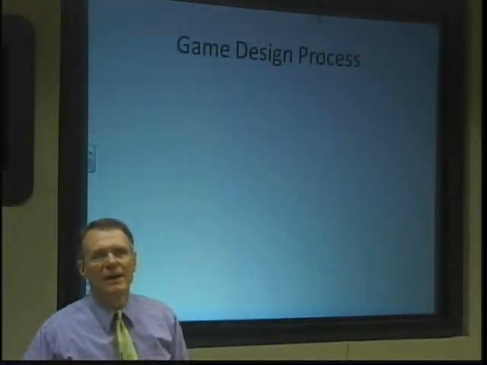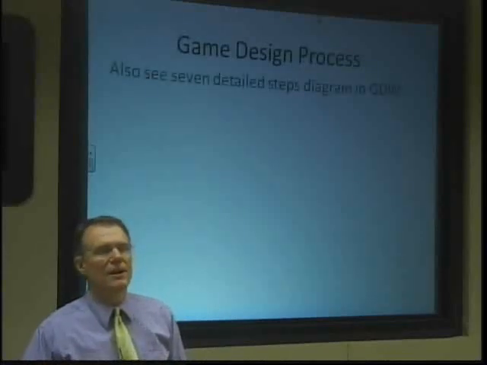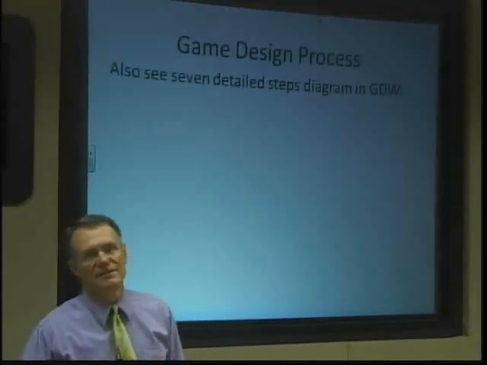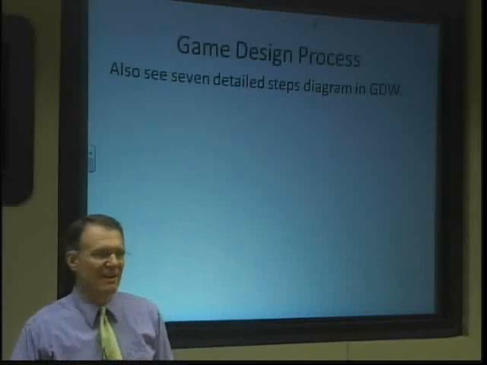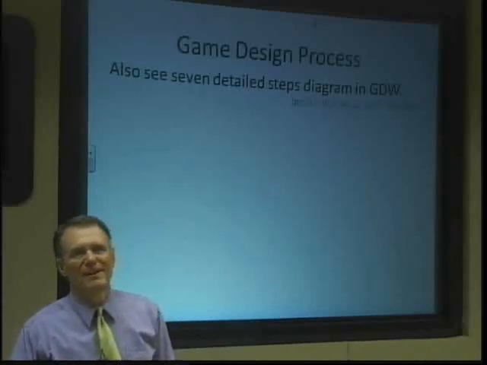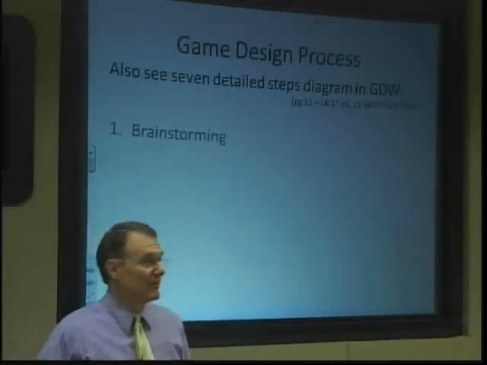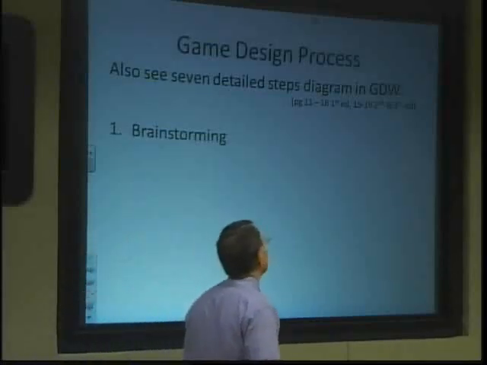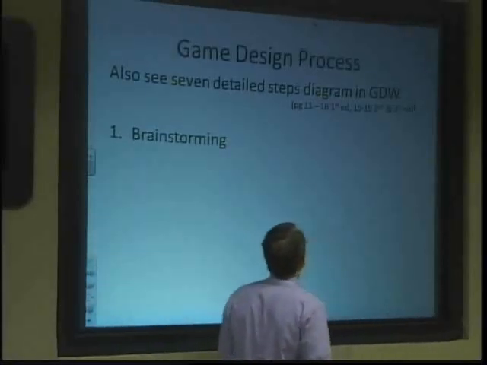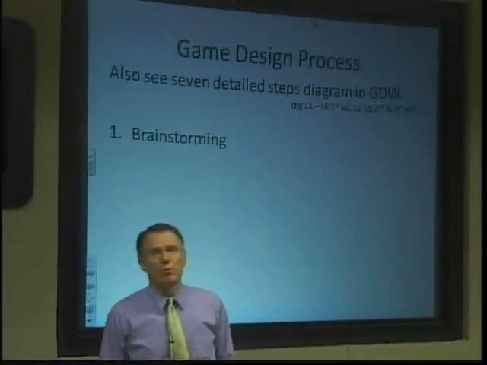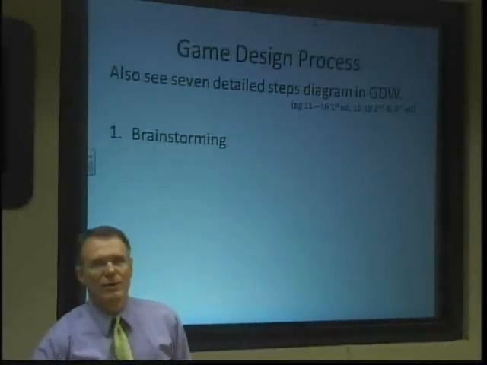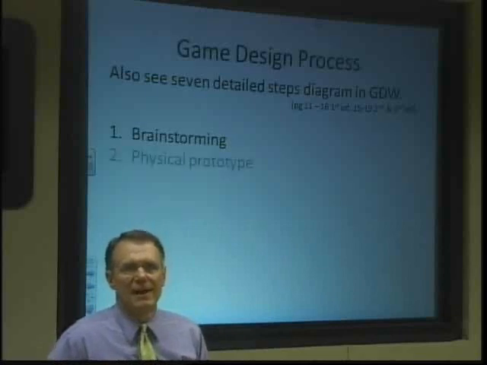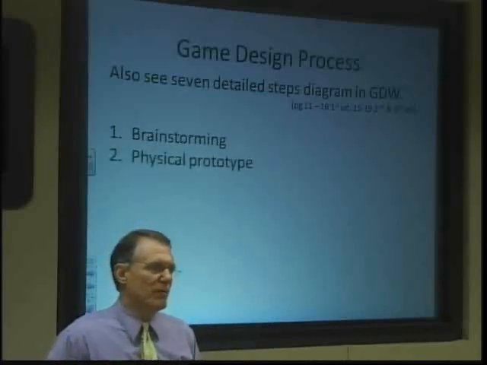And so that game design process, there's another version of it in your book. There's a 7-step version given in Game Design Workshop that you can see the pages here, page 11 to 16 in the first edition, 15 to 19 in the second edition, and in the third edition. So they would call it brainstorming, where you would generate your ideas, and the physical prototype, where you get out your toys, your army men, and such like that.